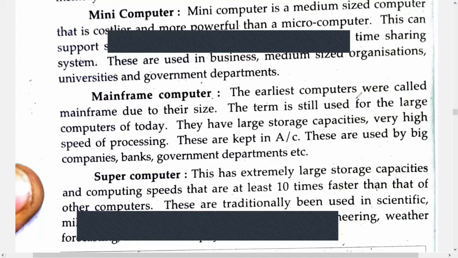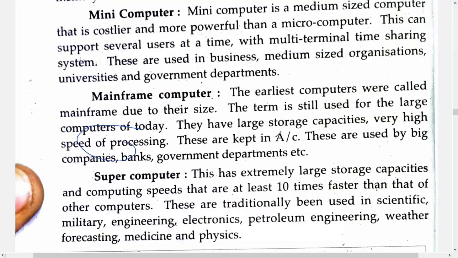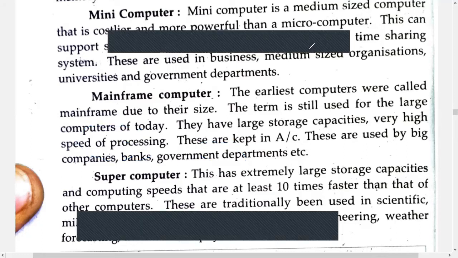A mainframe computer is used at the head of a business or organization. The earliest computers were called mainframes due to their size. The term is still used for the large computers of today. They have large storage capacities and very high speed processors. These are kept in AC. They are used by big companies, banks, government departments. These are the bigger institutions other than small businesses.